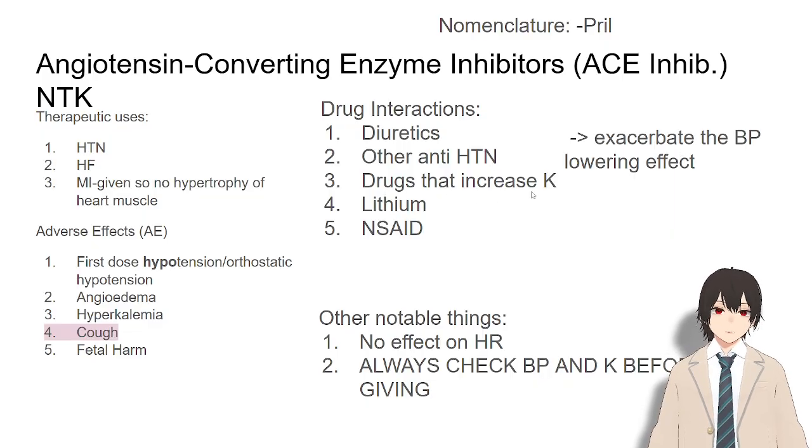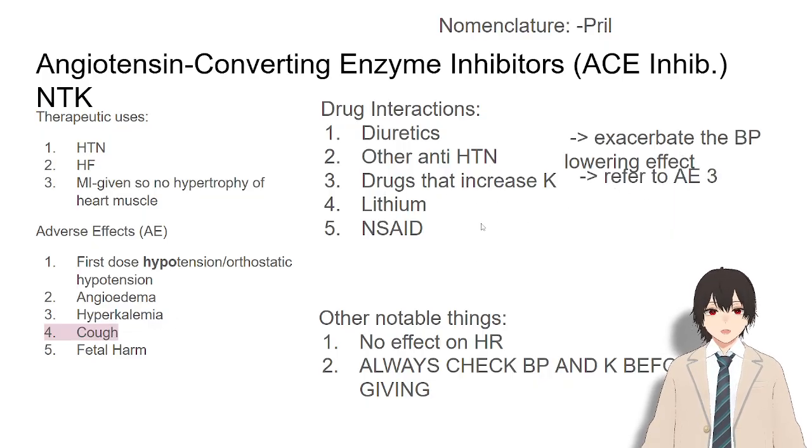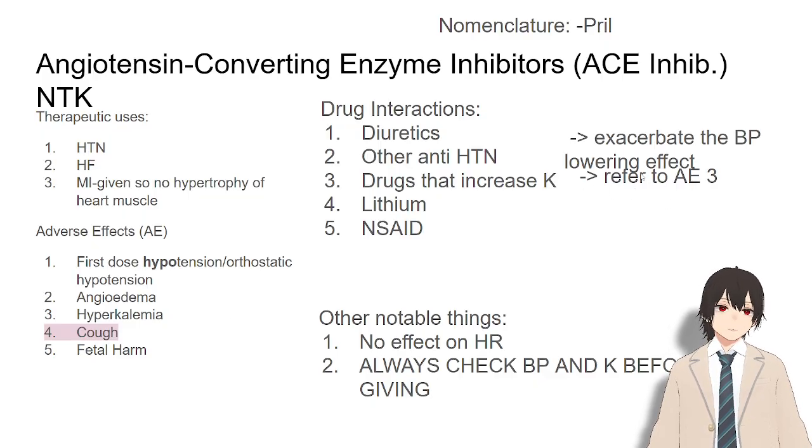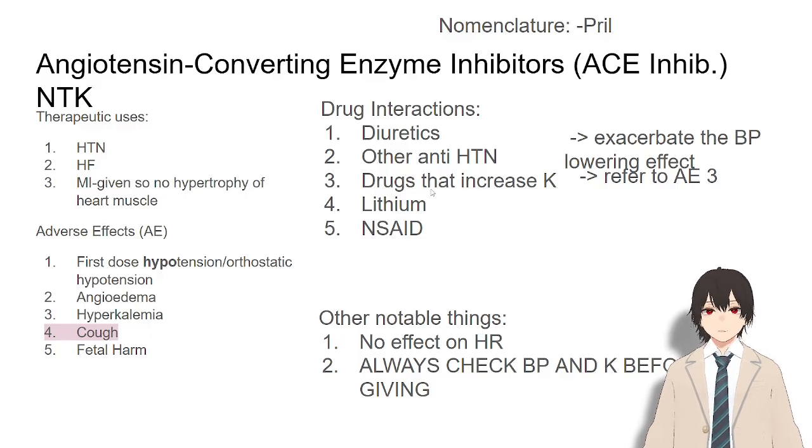Now, drugs that increase potassium, we just said, because of adverse effect 3, hyperkalemia, because you're shutting off the excretion of potassium, you want to make sure that their potassium levels are okay. So if you're giving drugs that increase potassium with ACE inhibitors, you need to be really cautious about that heart rhythm, right?